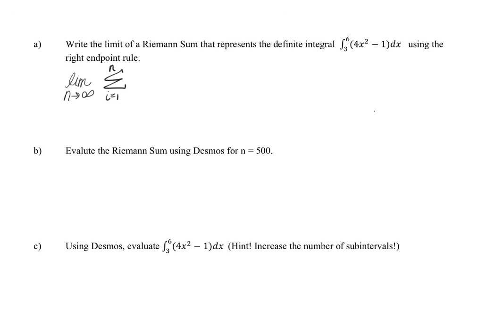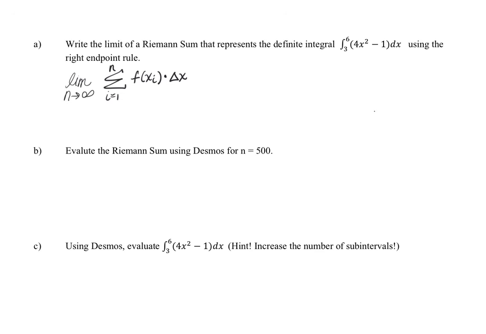We usually write the height first. So the height is a y value, so that will be f of x sub i, times the base of each rectangle, which will be represented by our delta x. So we know this is the general formula for the limit of a Riemann sum with a right endpoint rule.